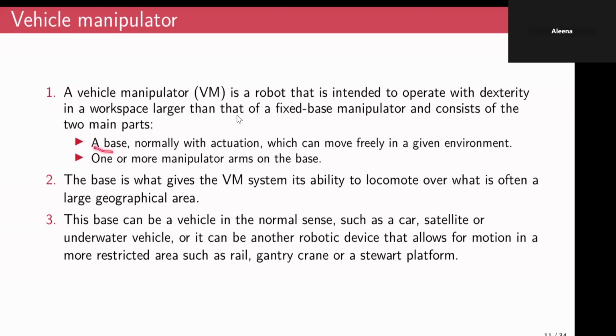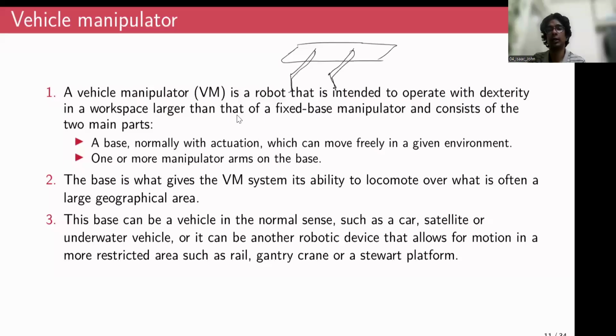The main parts are a base, normally with actuation, which can move freely in an environment, and one or more manipulator arms on the base. So a vehicle manipulator will have a base. The base can move around in the environment. It can be a wheeled base, an underwater base, or an aerial base. Any sort of locomotion system, and the base will be mounted by one or more manipulator arms. It is not really relevant to have a single manipulator arm. You can probably have more than one.